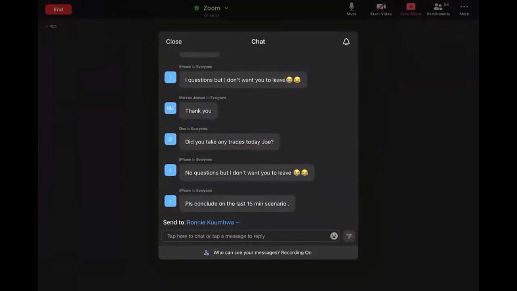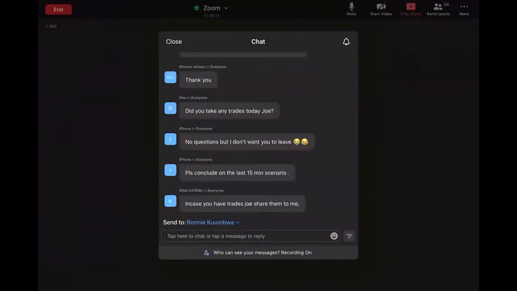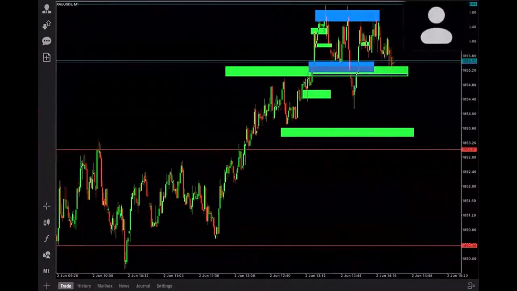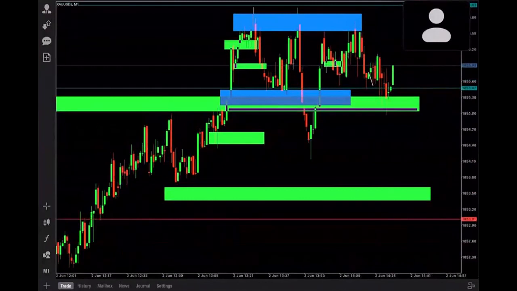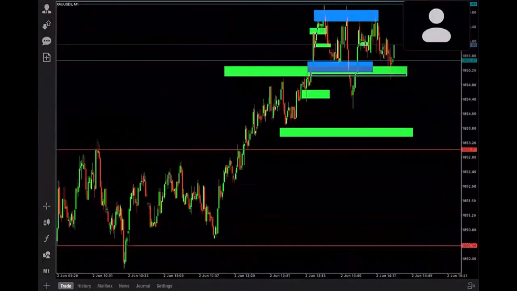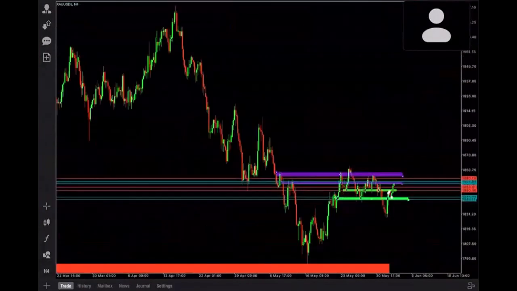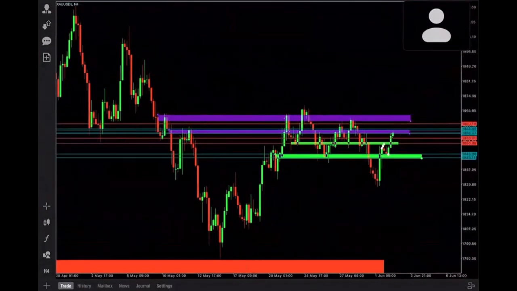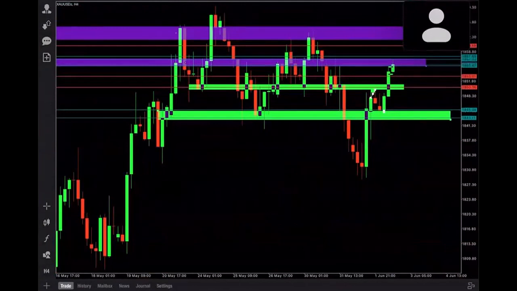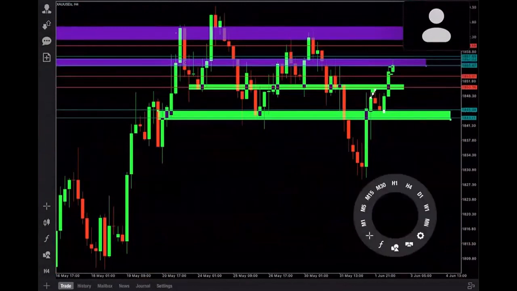No questions, but I don't want you to leave, because I don't want the recorded video to be too long. In case you have trades, share them with me. Technically, I am sharing this buy with you, because I know it has so much chance to come to the higher sell zone on top there, as long as it doesn't break our red line.